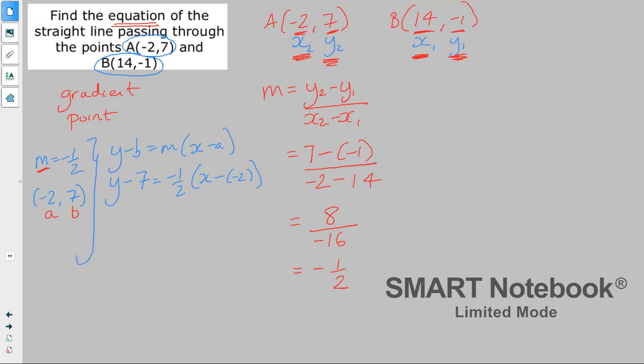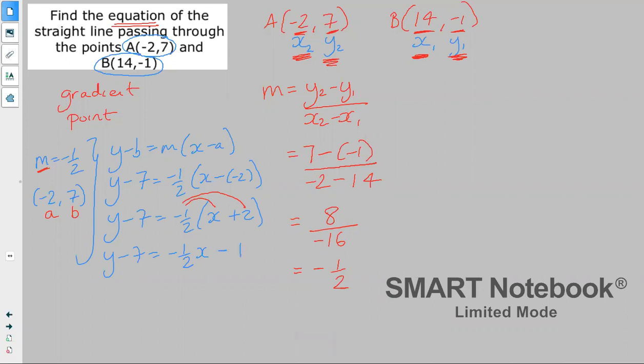Depends how you've been taught. I'm going to keep it there for this one. So y take away 7 equals, let me fix this first before I multiply. I'm just going to make that an add 2. So I take away 7, and then I'm multiplying the negative half by the x and the negative half by the 2. It becomes negative a half x, take away, and then negative a half multiplied by 2 is negative 1.